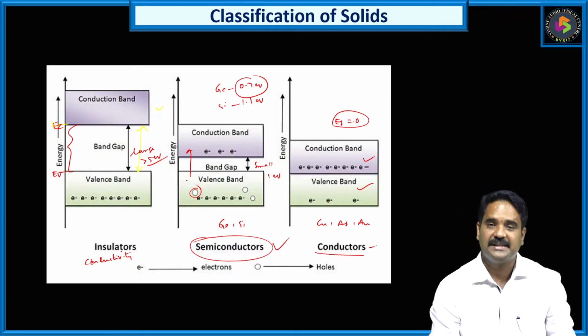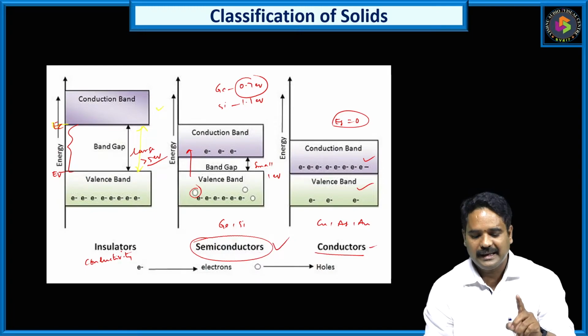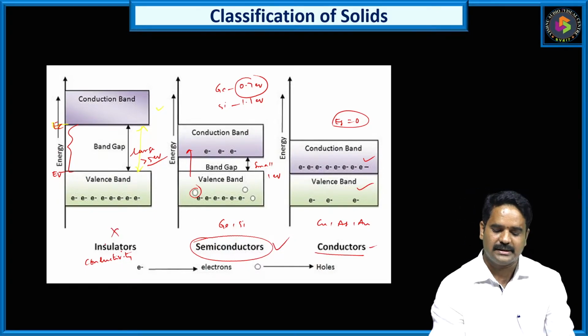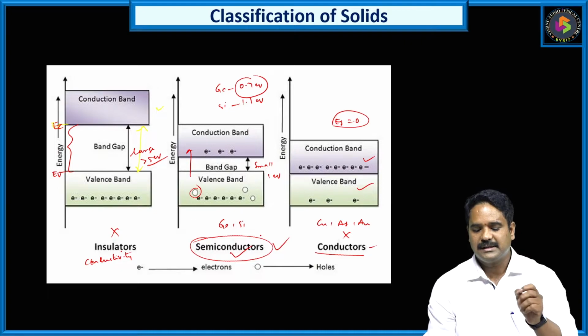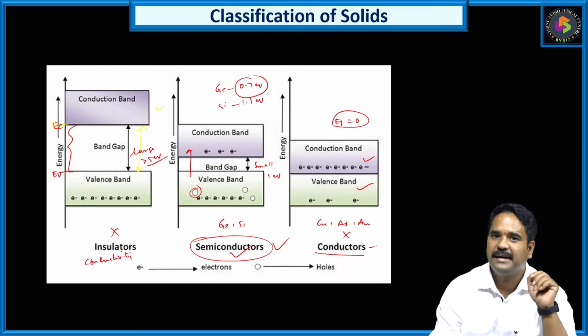Here, a hole is a deficiency of an electron, or absence of an electron. Holes are possible in semiconductors only. Holes are not possible in insulators and not possible in conductors. So the concept of a hole is very important for making p-type and n-type semiconductors.